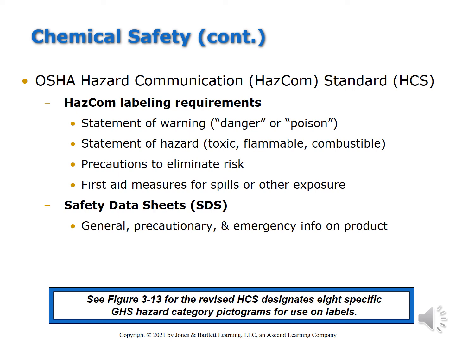Important requirements include a signal word indicating how much danger the poison may present, a hazard statement, whether it's a toxic agent, flammable agent, or combustible agent, precautionary statements to eliminate the risk of contamination, and first aid measures for spills and other exposures. The safety data sheet, in addition to the labeling requirement, is usually posted in work offices and gives a certain amount of information for all chemicals that are used within the occupational, or in our case even the academic setting.